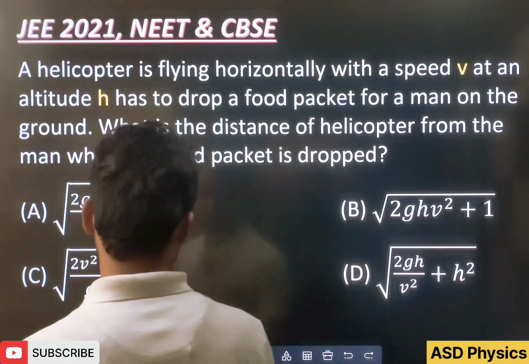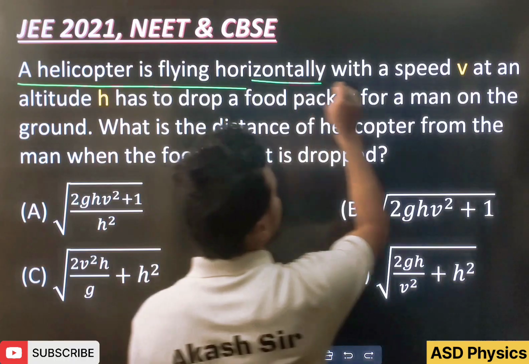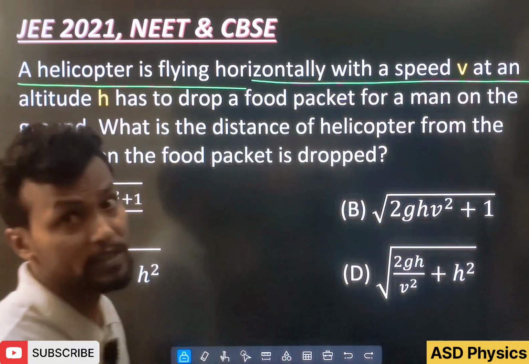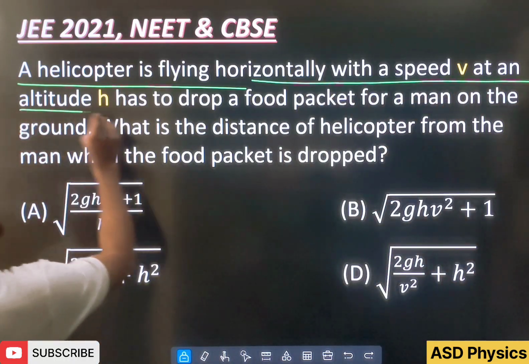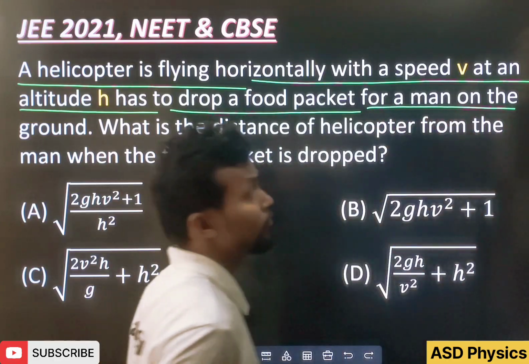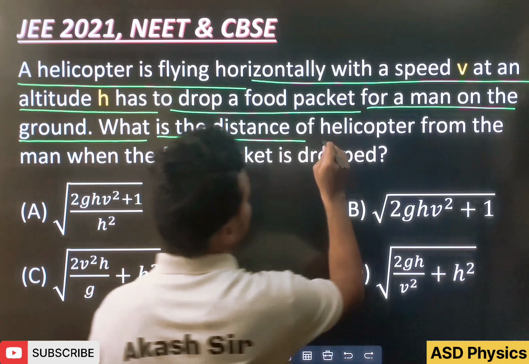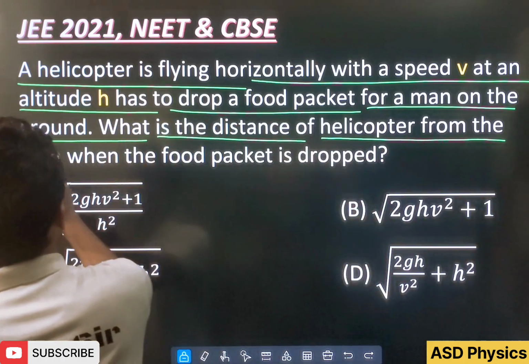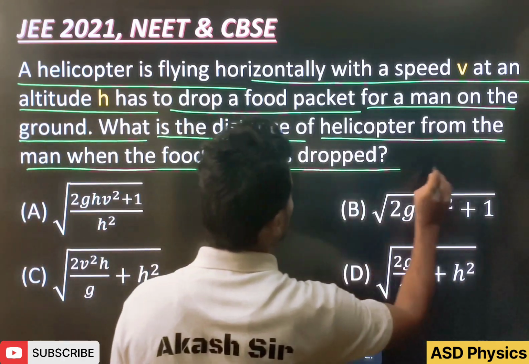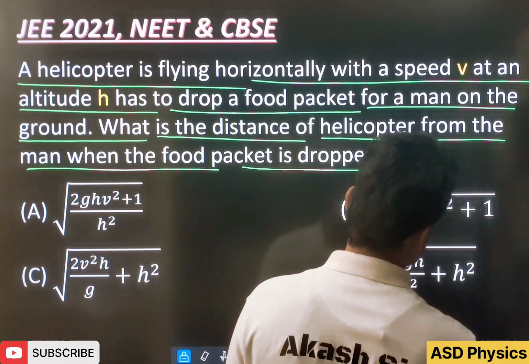Now let's come to the next question. A helicopter is flying horizontally with a speed v at an altitude h, and has to drop a food packet for a man on the ground. What is the distance of the helicopter from the man when the food packet is dropped? These kinds of options are available. So they are asking for the distance.